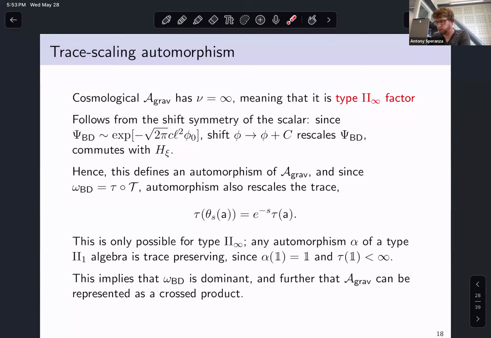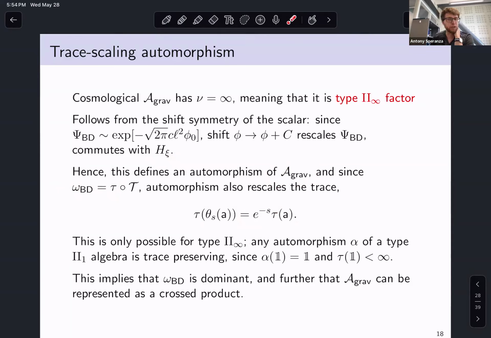If you shift the zero mode by a constant, that'll just be an overall rescaling of this wave function. And this symmetry also commutes with this boost flow. So it descends to a symmetry of the centralizer that we were talking about. So that's a symmetry of our gravitational algebra. And because it commutes with the H, but it rescales the Bunch-Davies weight, it must also be rescaling this trace that we found here. And so we have a symmetry of the algebra that rescales the trace.